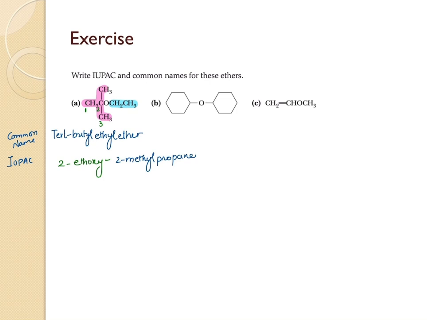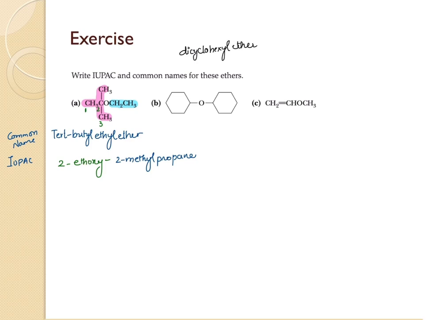Here is an example for a symmetrical ether, and you can see that because there are exactly the same alkyl groups on it. What is this alkyl group? This is a cyclohexyl group. And because there are 2 cyclohexyl groups in here, the common name for this is going to be very simple. We're going to write this one as dicyclohexyl ether.